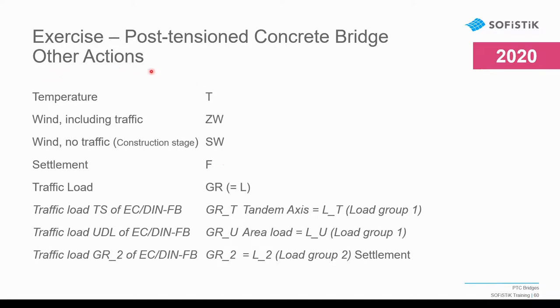The other type of actions that we need to consider in our example file are as follows. We need to set up an action for the temperature loading and assign the temperature loads to action T. One action for the wind effect, including the traffic, and one action for the wind effect without the traffic. For example, during the construction stages, or during the construction of the structure, there could be a case where wind is applied to the structure, but there is no traffic on the structure yet. We need to think and create an action for the settlement loadings, or I should say the effects from the settlement. Finally, we need to set up actions for the traffic load.